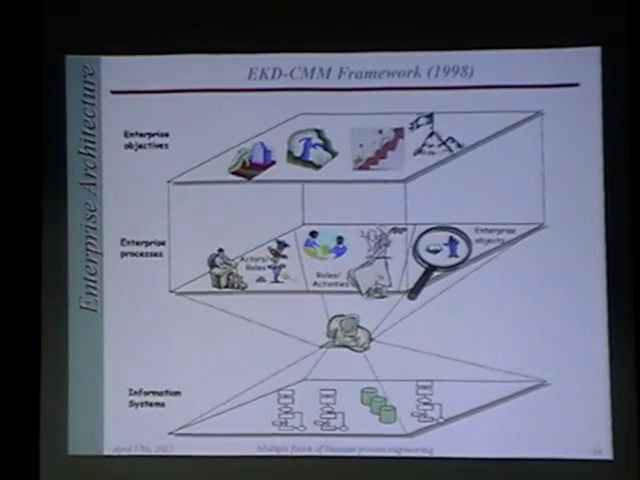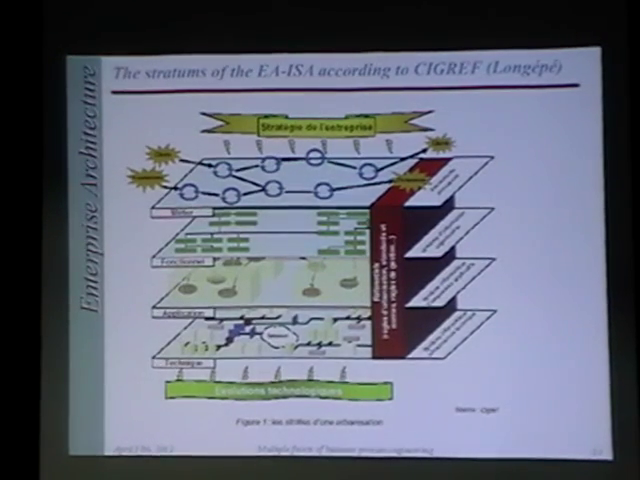So when we talk about business information system alignment, there are several enterprise architecture frameworks in the literature. One of them is EKD-CMM, that you know so well, which proposes a framework to analyze a given enterprise from three points of view: from the point of view of enterprise objectives, enterprise business processes, and information systems. We have several other frameworks.